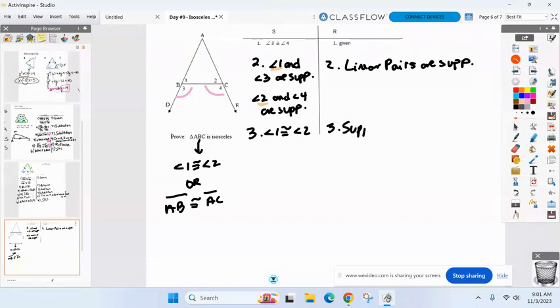Supplements of, what did we decide on? Same angle or congruent angles? 1 and 2, what are they supplementary to? Same or congruent? Congruent. Supplements of congruent angles are congruent. We're not done though, right?